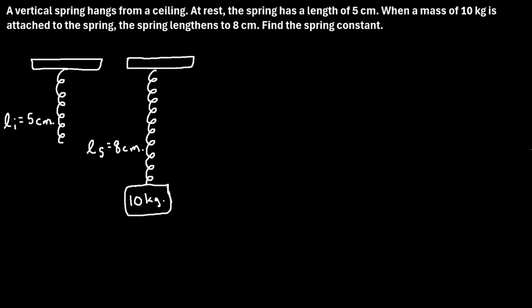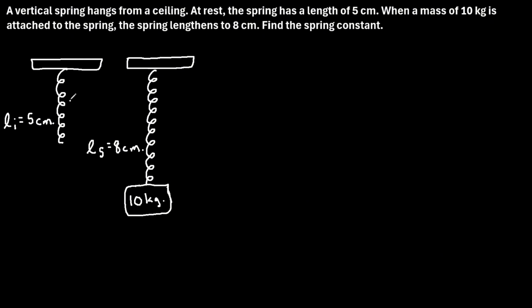In this video, we are going to walk through how to calculate a spring constant in physics. So let's go ahead and jump right into this example. It says, a vertical spring hangs from a ceiling. At rest, the spring has a length of 5 centimeters. When a mass of 10 kilograms is attached, the spring lengthens to 8 centimeters. Find the spring constant.